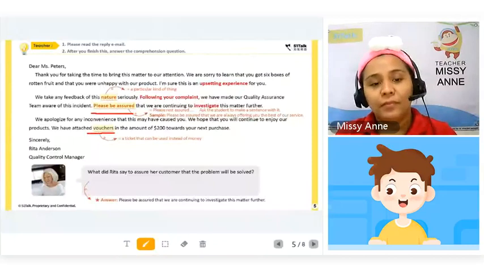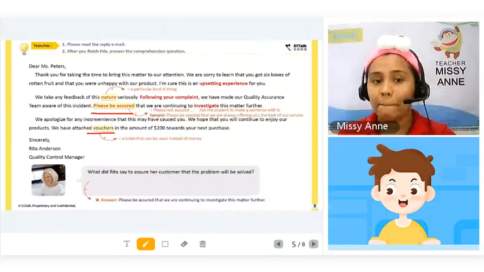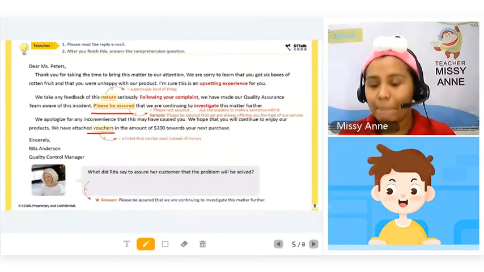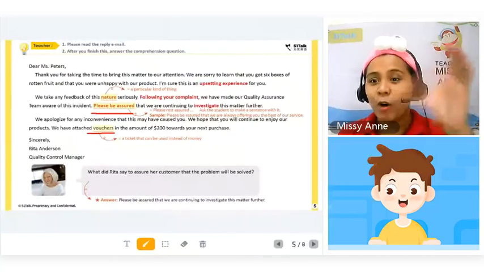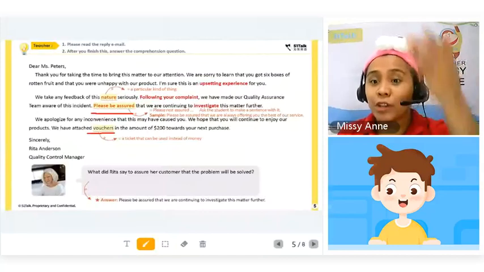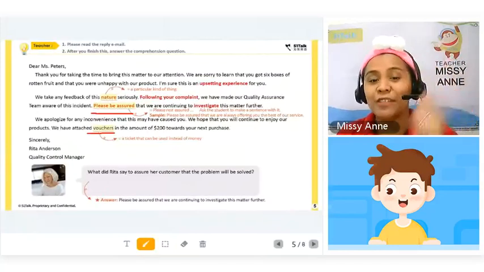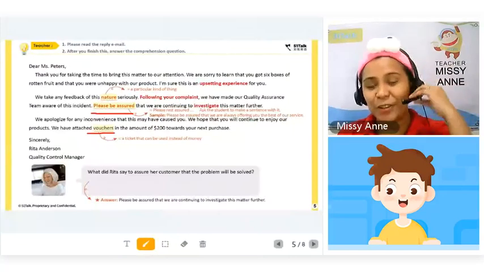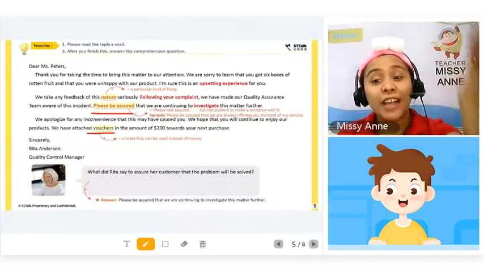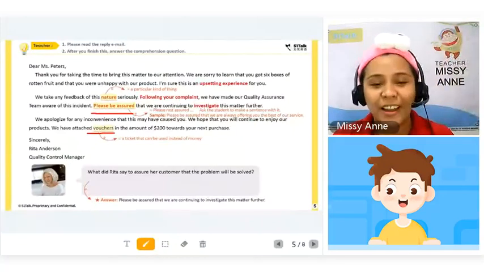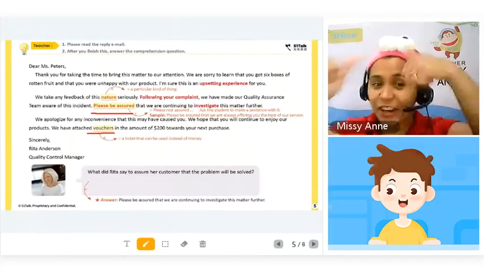Vouchers means a piece of paper with like the money. Very good. It could be money or some sort of gift certificates. Do you know gift certificates, Fiona? Yeah, so that could be vouchers that customers can use to buy a product. All right, very good, Fiona.